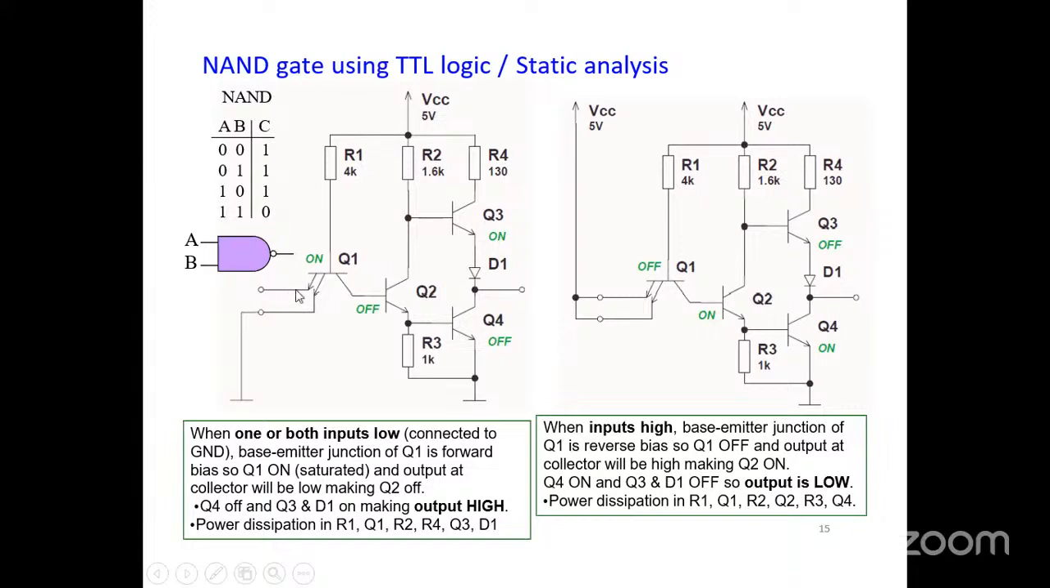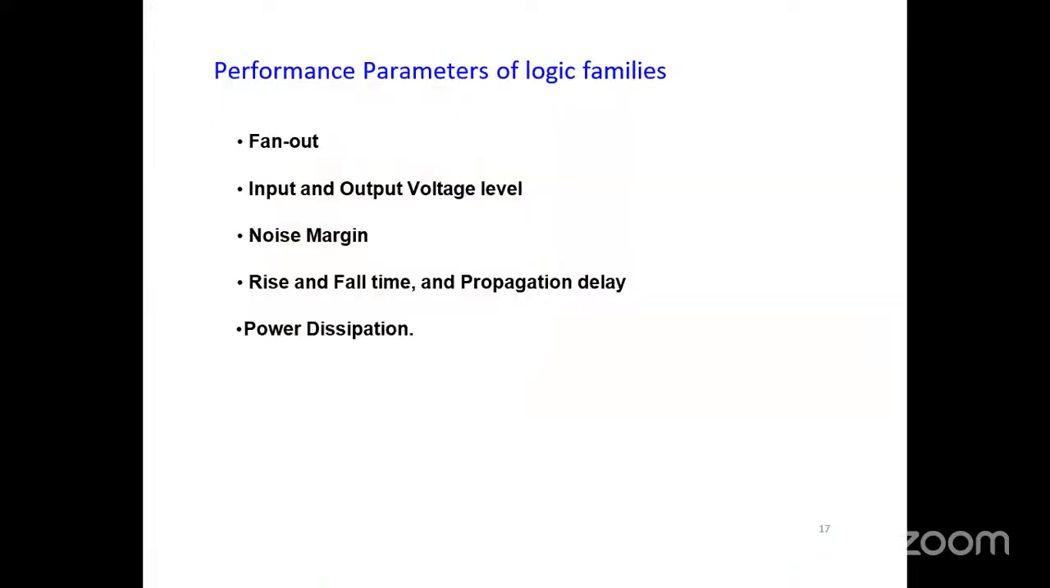So if both inputs are on, then the output will be 0. So this is how the output of the NAND gate works.